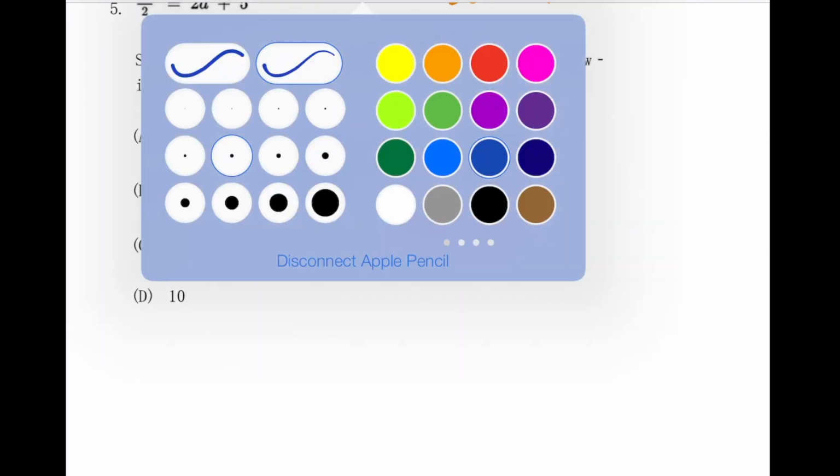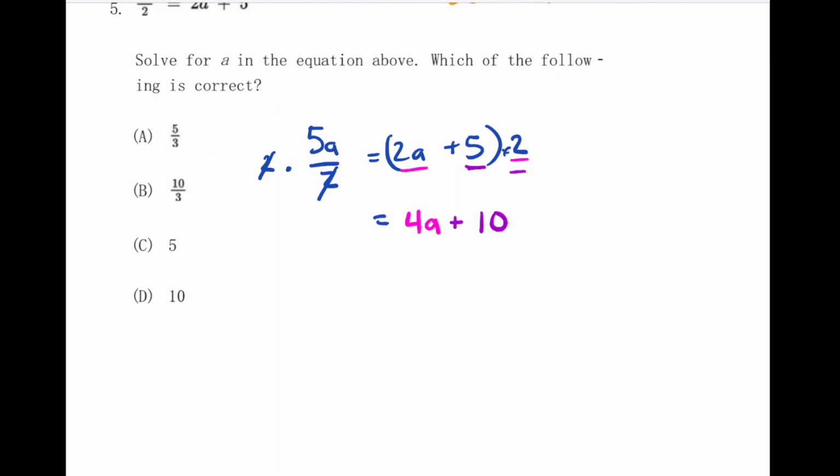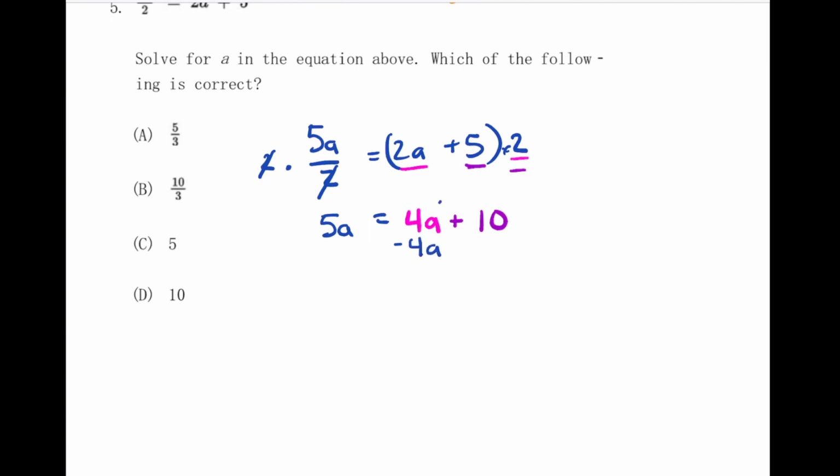The next thing that we're going to do is to isolate the a's on one side. So we are going to subtract 4a from both sides, and that is going to leave us with a equaling 10. And so our answer is going to be D.